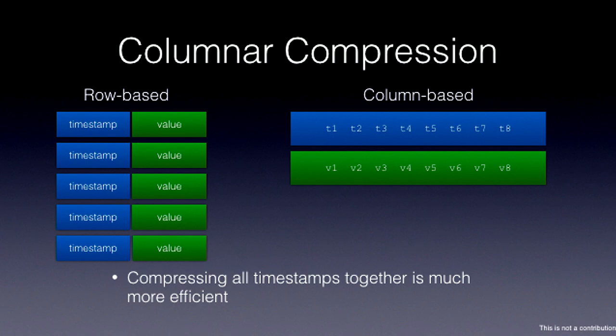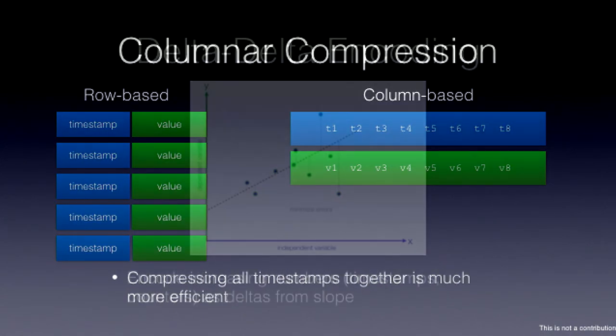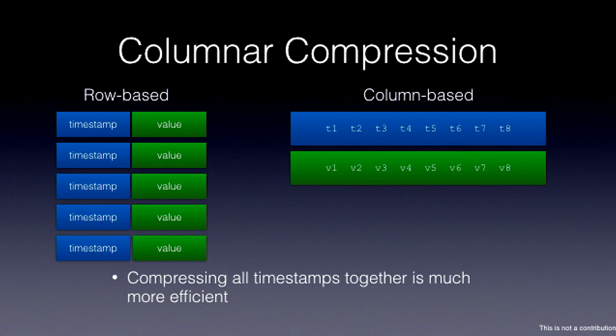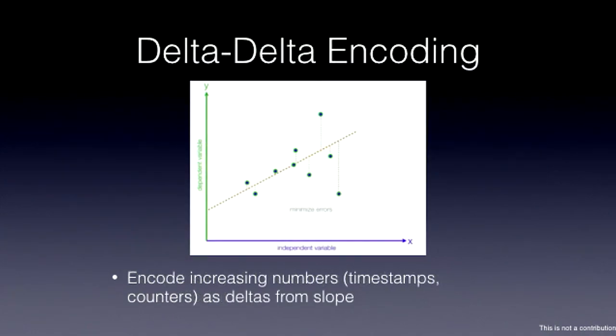we can look at the time data. You take the time data, and you might say, you know what, timestamps for time series are likely to be increasing smoothly. So let me plot it on a graph, so to speak, and do a linear regression on it, and I will fit it to a line. And now I can represent this data as an intersection and a slope, and the delta from such a slope. So this technique is called delta-delta encoding, because we're taking the deltas, and there's also a delta this way.